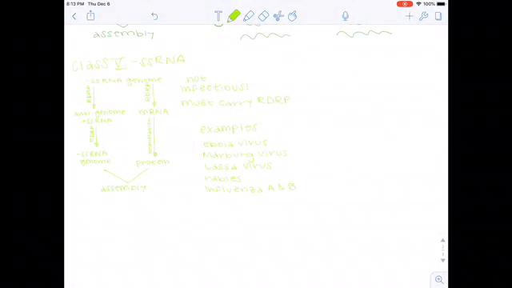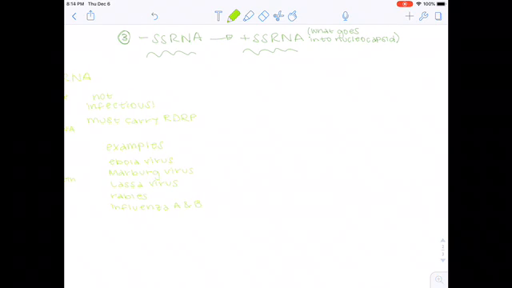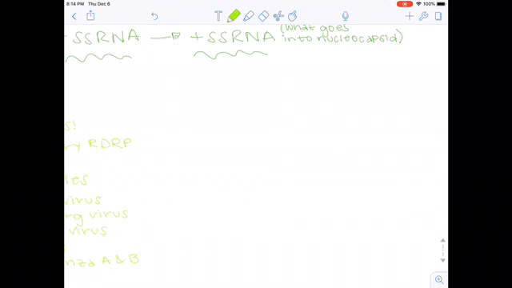Okay, there's one more facet of negative sense single-stranded RNA viruses that we have to talk about, and they are called ambisense viruses. In ambisense viruses, as the name suggests, you have ambi, which is both, and sense, which is, well, positive and negative in this case. And so that just means that these viruses have a partially negative and a partially positive sense genome. And this only happens with the RNA. This does not happen with the DNA.